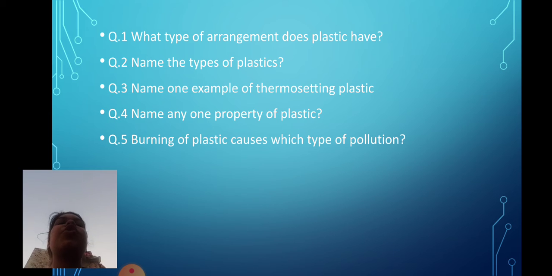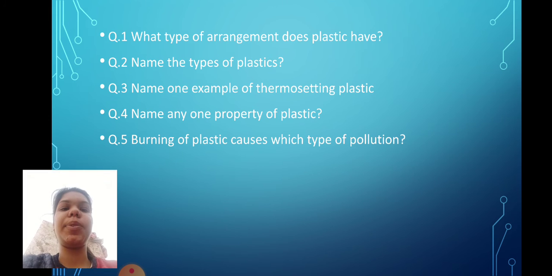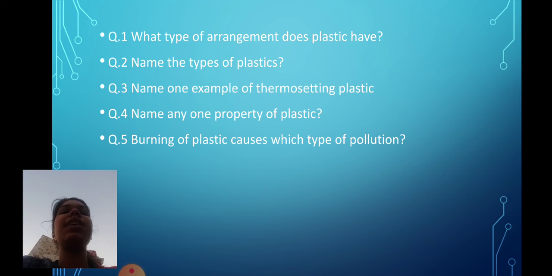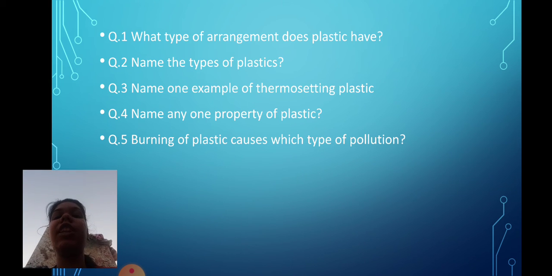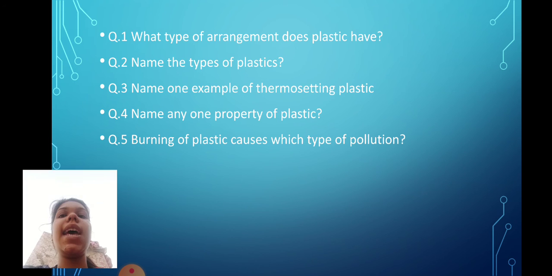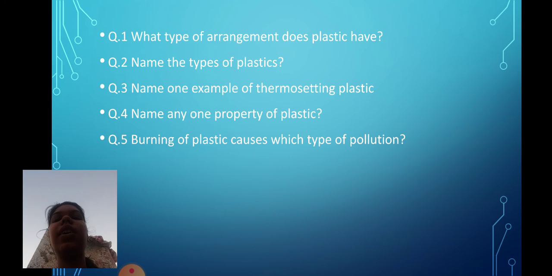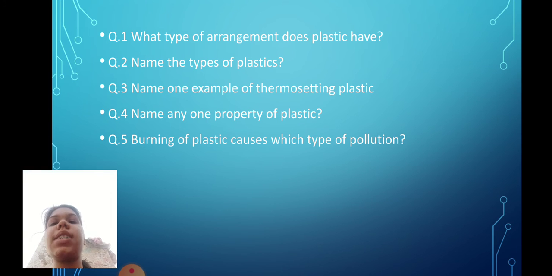Now, I'm going to ask you a few questions based on whatever we have studied so far. If you know the answer, please raise your hand and answer in complete statement. What type of arrangement does plastic have? Yes, plastics have linear and cross-linked arrangement. Name the types of plastics. Thermoplastics and thermosetting plastics are the types of plastics. Name one example of thermosetting plastics. Electrical switches is an example of thermosetting plastics.